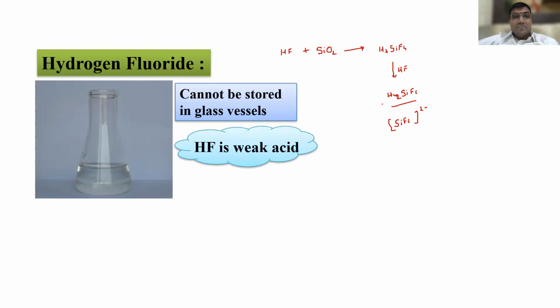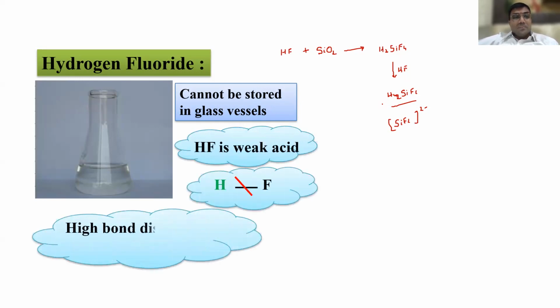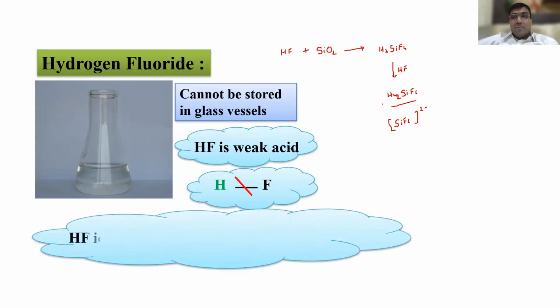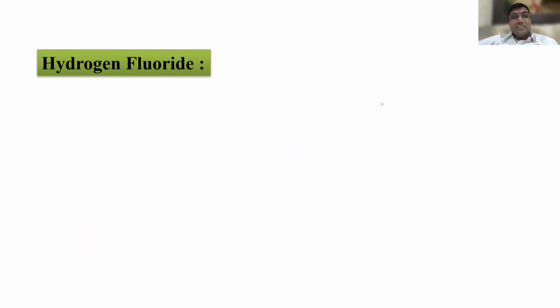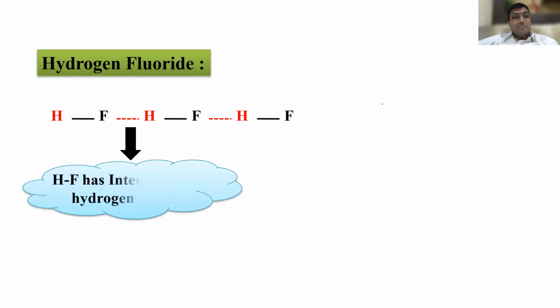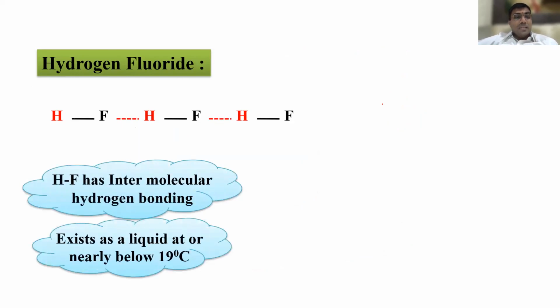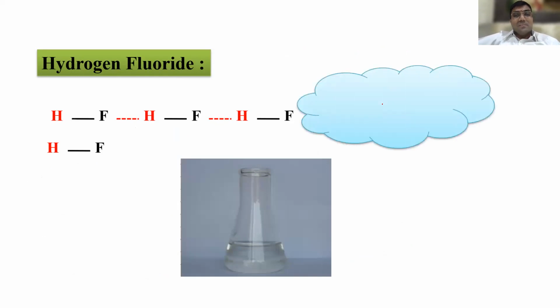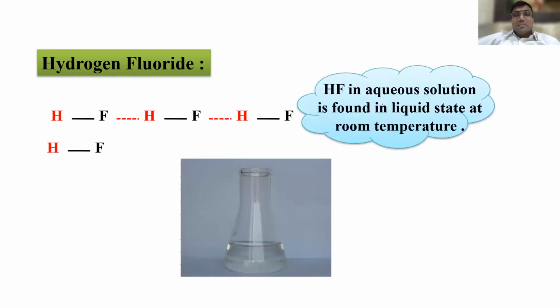Mind you, it's a weak acid. High bond dissociation energy is there. Among the halo acids, HF has a high bond dissociation energy, so it ionizes poorly into H plus ions. It's a dimer because of hydrogen bonding. It exists as a liquid at nearly 19 degrees. Others, HCl, HBr, HI, are gases at room temperature.